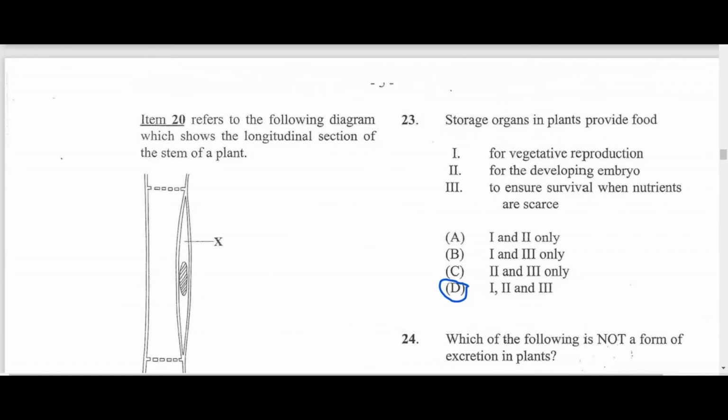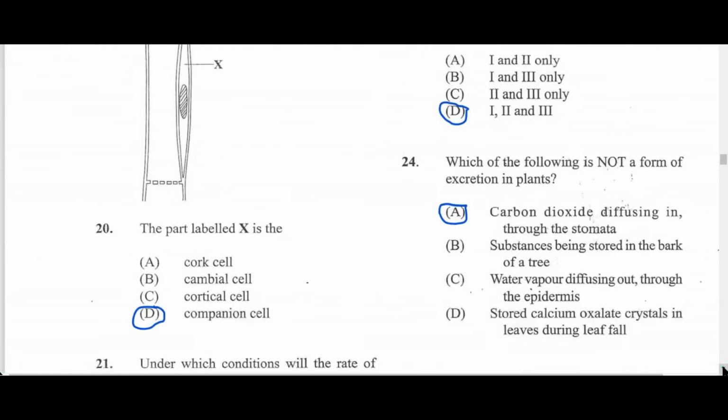Now, storage organs in plants provide for vegetative reproduction, for development of the embryo, and to ensure survival when nutrients are scarce. So my answer for 23 is going to be D, and that again doesn't require much explanation, as all those are true. 24. Which of the following is not a form of excretion in plants?